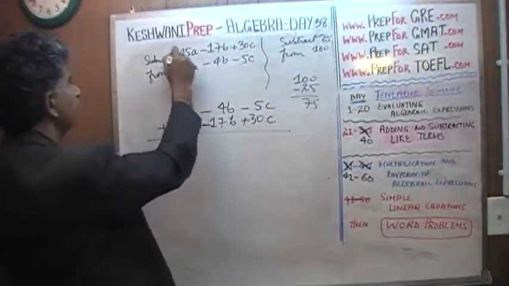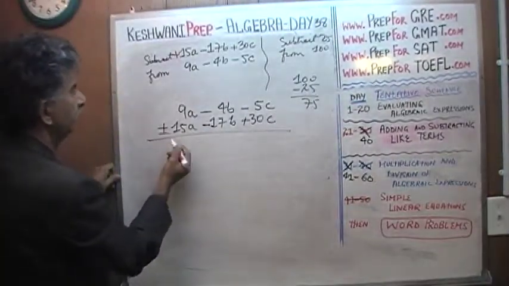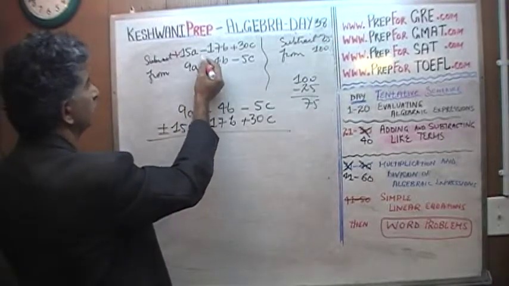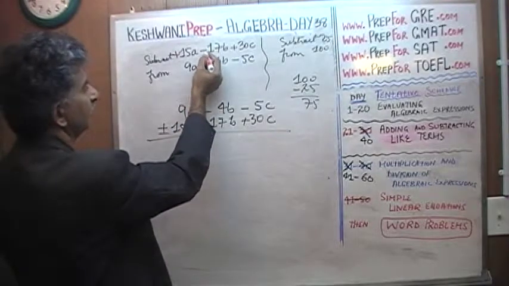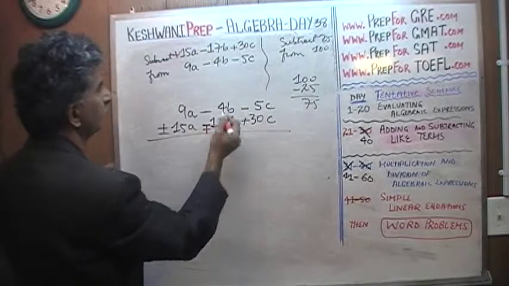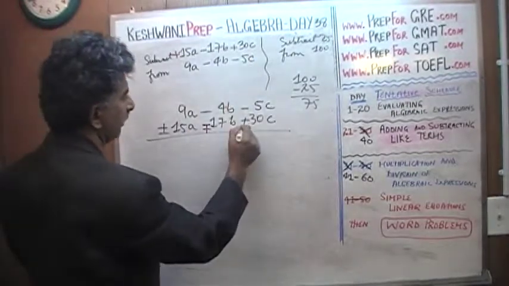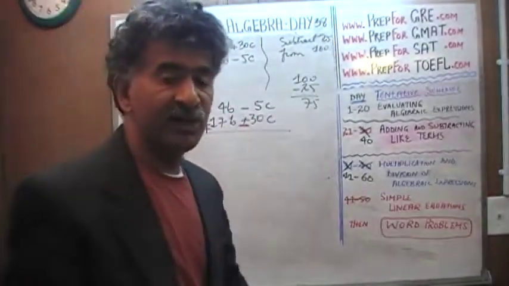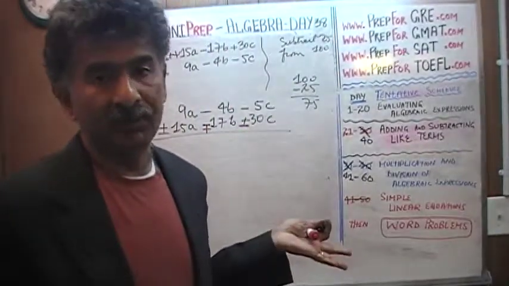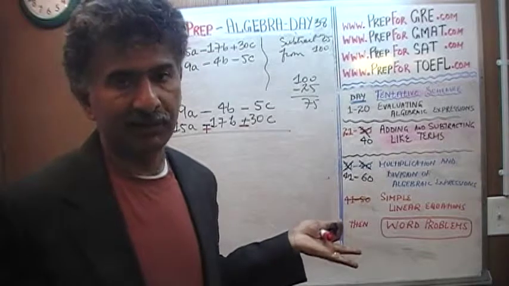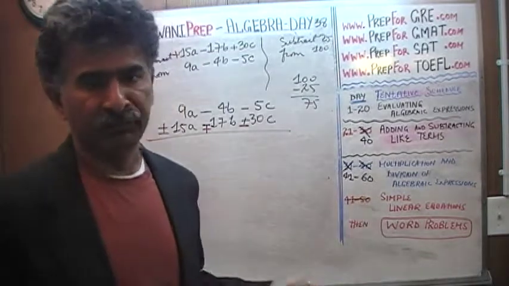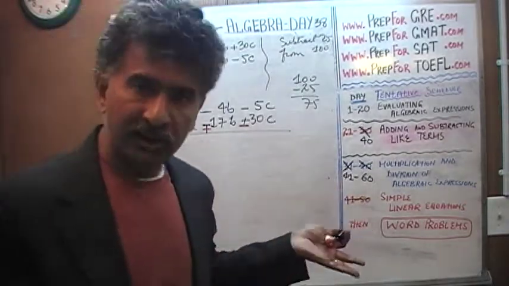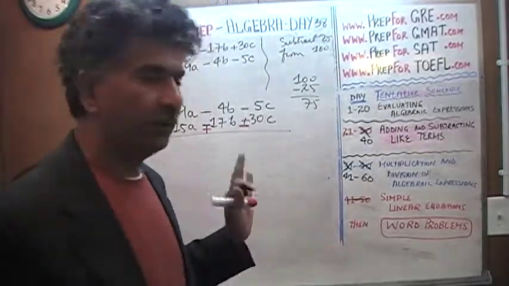This was a positive 15, which has to be converted into negative. This is the negative 17. This has to convert into positive. This is a positive 30, has to be converted into negative. Now at this point, once you change the sign, it is adding the two coefficients. Once you change the sign, the subtraction part is done. All you do is just add.